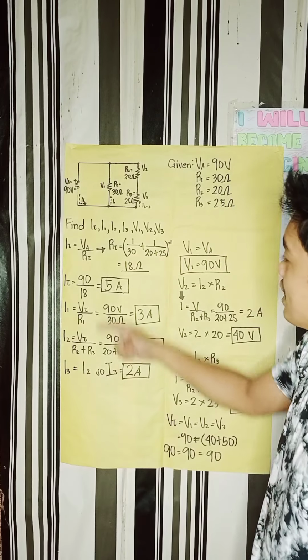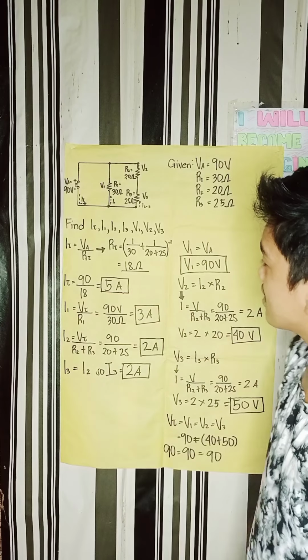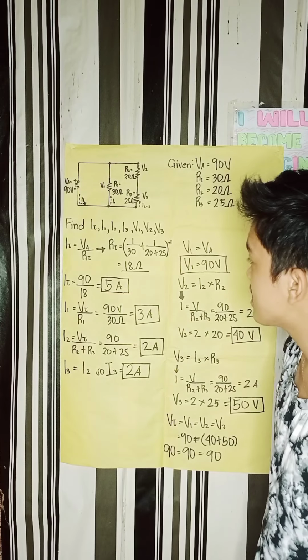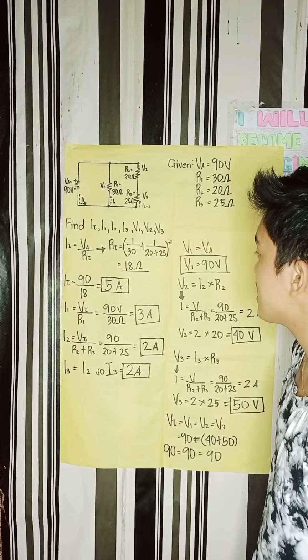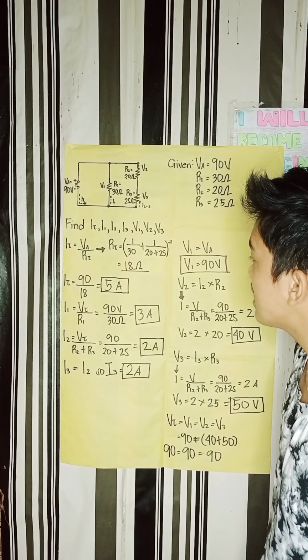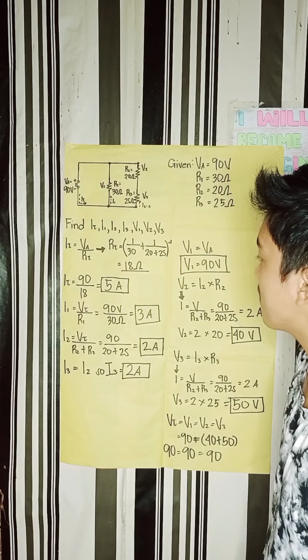So we can now find the total current. The VA is equal to 90 volts. The total resistance is equal to 18 ohms. So 90 divided by 18 is equal to 5 ampere.